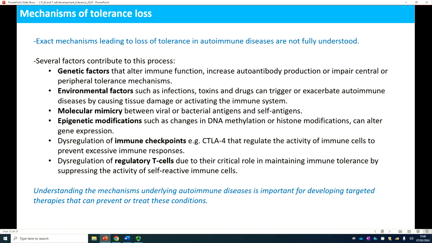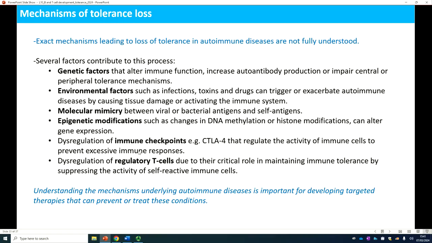So to look at these in a little bit more detail and give you a couple of examples of how this is going on. In essence, tolerance and autoimmune diseases, the precise mechanisms are not fully understood, but we know that we have an input from genetic factors, so anything that alters your immune function, anything that will increase autoantibody production, or perhaps impair your peripheral or central tolerance is going to lead towards autoimmunity. Also environmental factors, so you can think here bacterial toxins, infections, or drugs as well. Anything that can activate or damage the immune system has a potential input into that system. Also bear in mind molecular mimicry, so if you have viral or bacterial infections that use molecular mimics, it's in the name really, but these can mimic self-antigens, and therefore that can cause us a big problem.